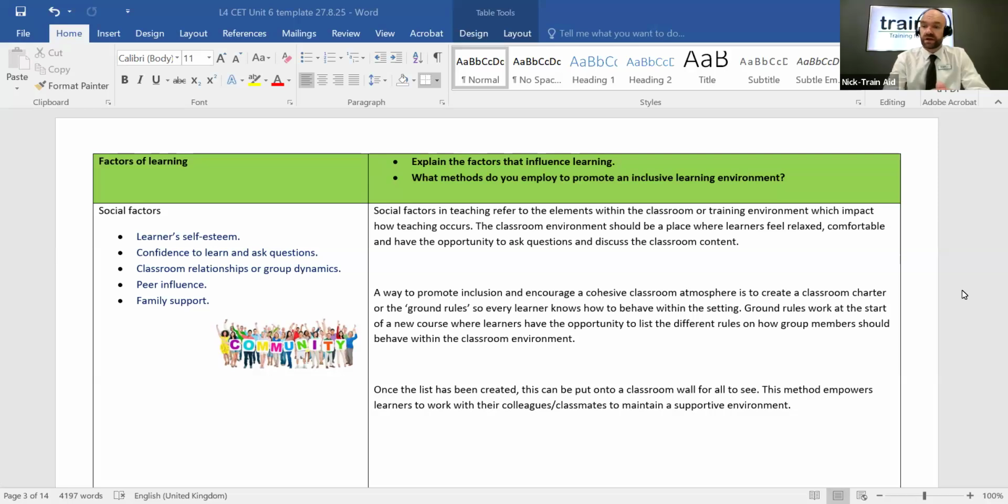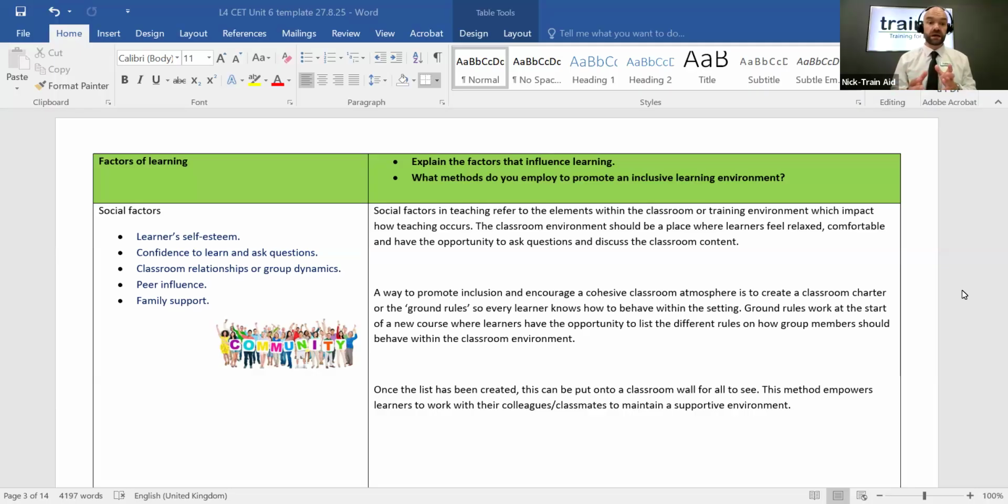Okay, now social factors, once again, is all to do with your learners and very much their social skills, the way that they interact with one another. So social factors could be the learner's individual self-esteem, their confidence, their confidence to learn, to ask questions, to ask for help from a teacher. All about their social skills. Very much the way that they interact within the classroom, so classroom relationships, the group dynamics as well.